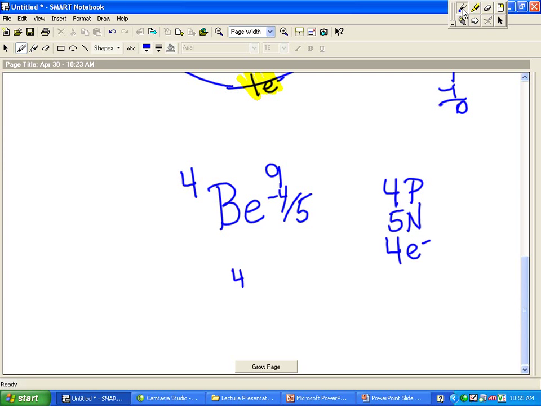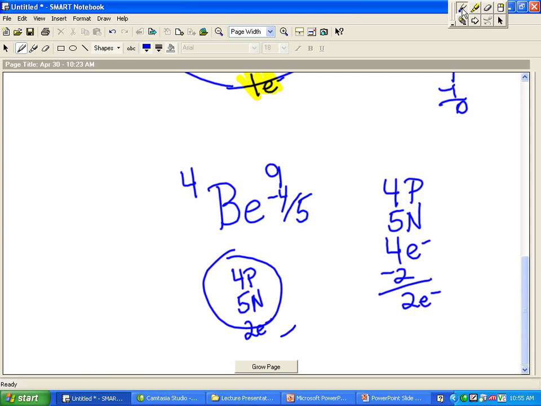I would have 4 protons in the nucleus, 5 neutrons in the nucleus. My first energy level can hold no more than 2 electrons, and I am left with 2 electrons. This atom as well is not stable. It will seek someone to donate those 2 electrons to.